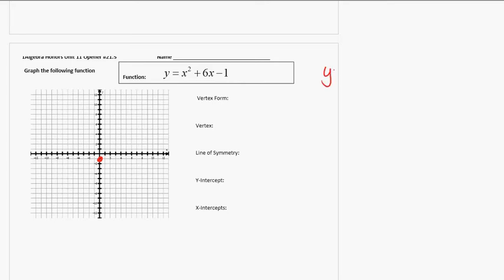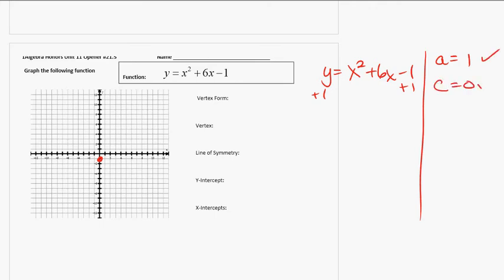So y equals x squared plus 6x minus 1. I'm going to add 1 to both sides. Again, for completing the square, we need to make sure that the a value is equal to 1, which it is here. We need to make sure that the c value is equal to 0, which we've just done now. And now we can complete the square. So y plus 1 equals x squared plus 6x plus blank. And I'll put my plus blank there as well.